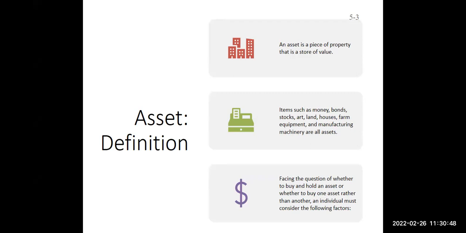And another definition, will anybody tell some other definition of asset to us? If you have any other definition in mind, will you be able to tell us?